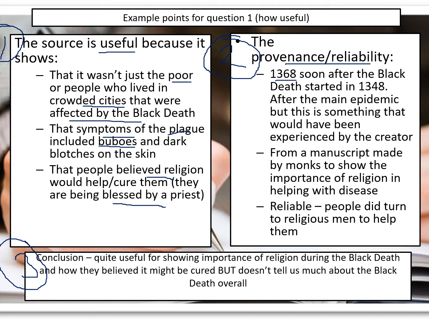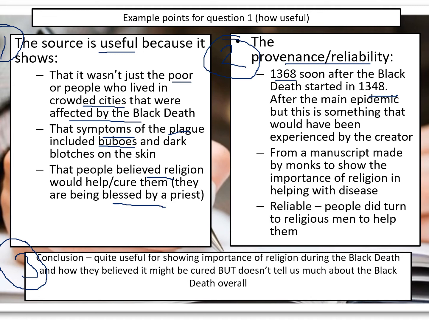Now, first of all, we could have talked about the when. This has been produced in the year 1368, which is very soon after the Black Death hits England in 1348. It is after the main epidemic, but this is something that would have been experienced by the creator. It's highly unlikely that they wouldn't have had any knowledge about what the Black Death is like at this point, because it would be something that is in the national consciousness and it has been experienced by the creator.